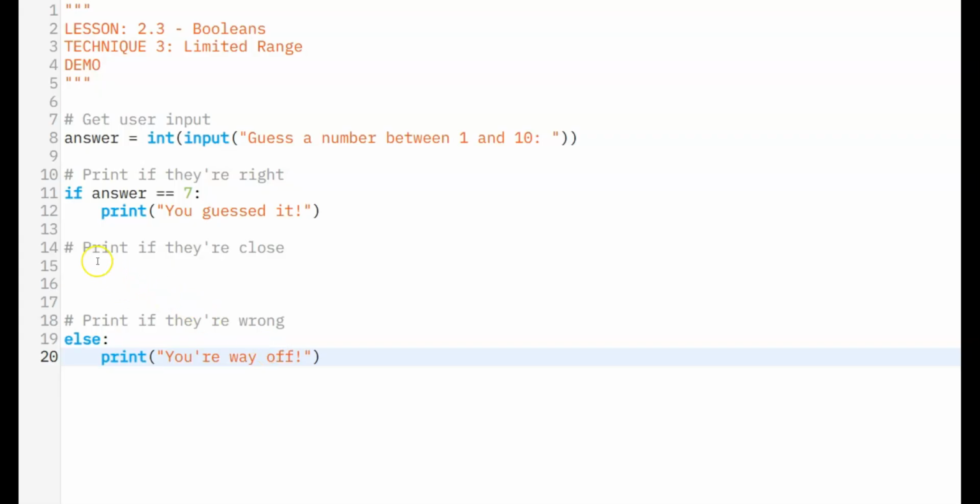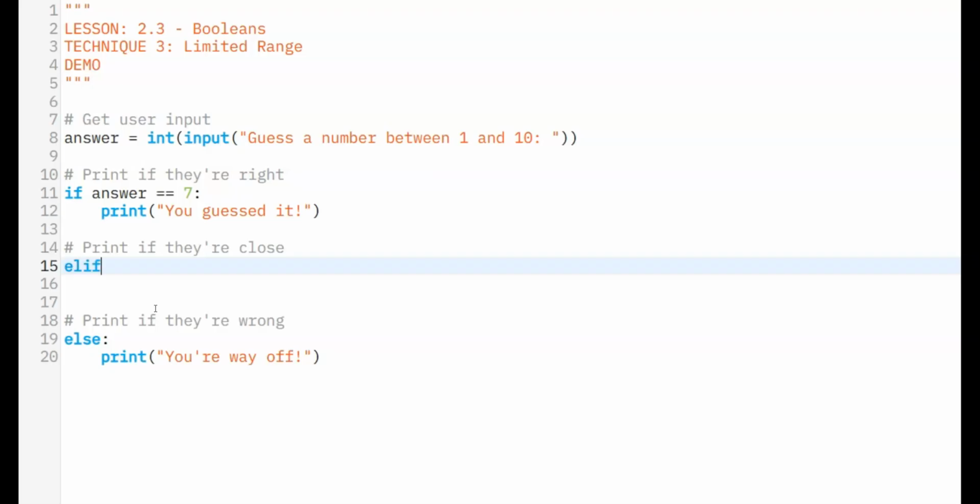So what we need to do on line 15 is write an elif, and we're going to determine are they close. Now, we need to remember that the number we're looking at is 7. Are they close to 7? We're not looking at if the number is between 1 and 10. We could do that, but that's not what this is asking. We want to find out if the answer that's entered is close to 7, which we've determined is the right answer because that's what it says on line 11.